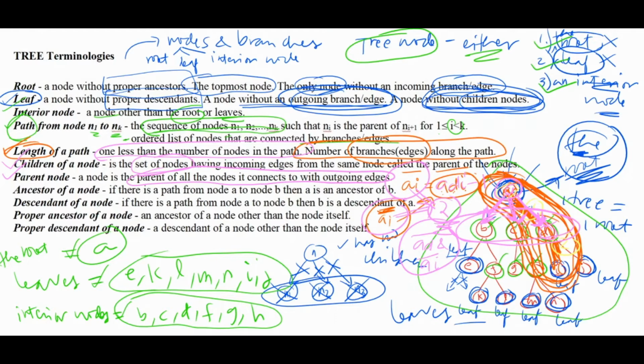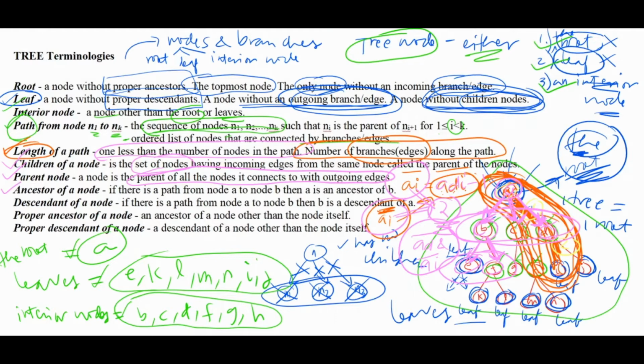So the parent node of B, C, and D is A because B, C, and D all have the same source node from which their incoming branches are from. The parent node of E and F is B because these nodes E and F have the same source of their incoming branches.